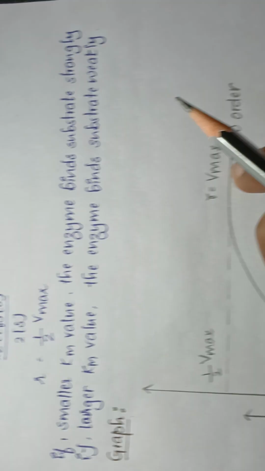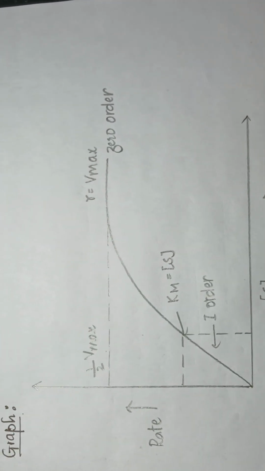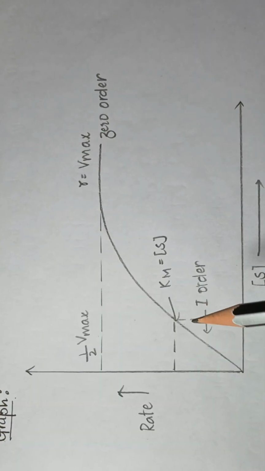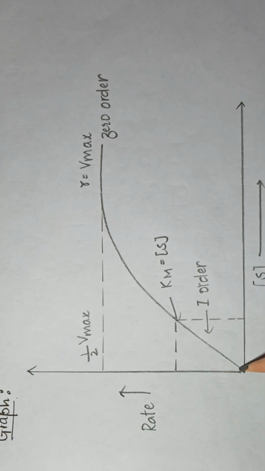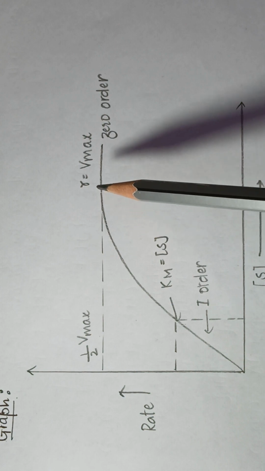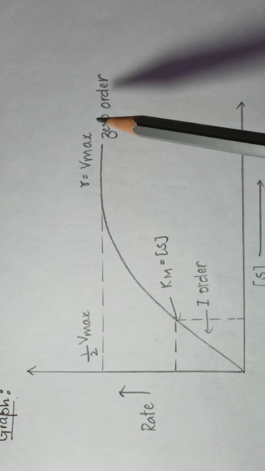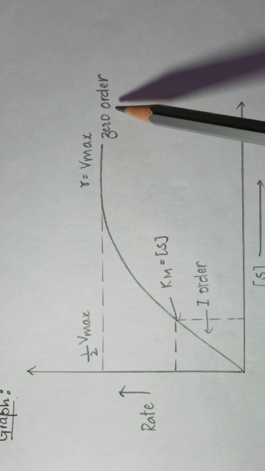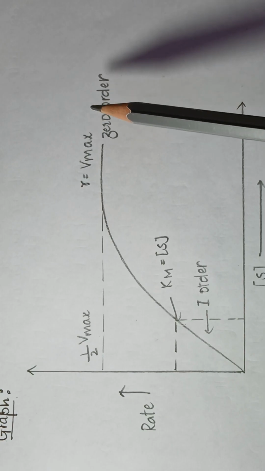The graph shows all of this enzyme catalysis. We plot a graph between the rate and the substrate concentration. The graph gradually increases, but at a certain point it becomes constant, and so zeroth order kinetics occurs.